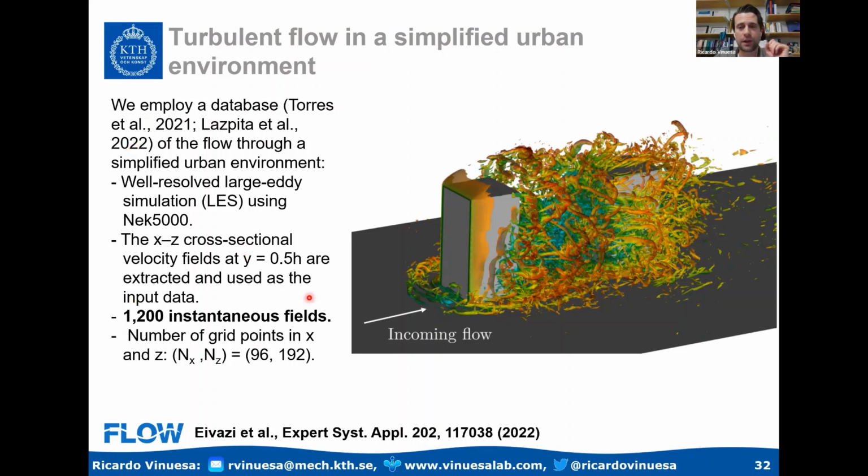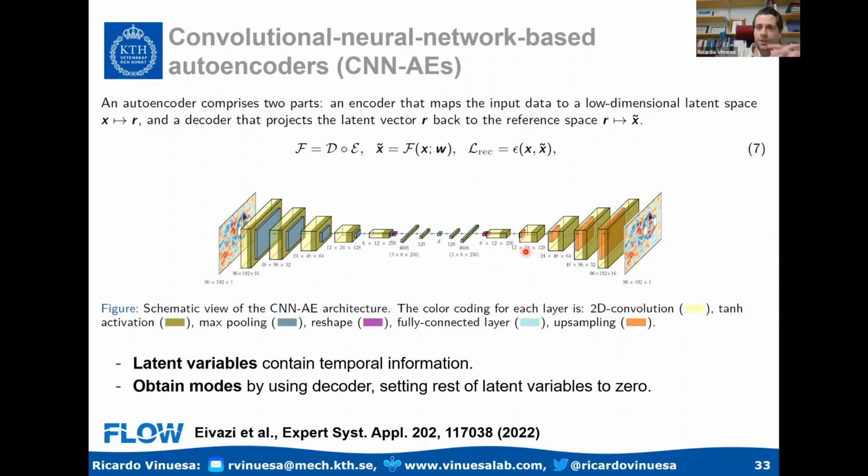And we use over 1,000 instantaneous snapshots from the simulation with NAIC 5000 to train the model and develop this reduced order representation of the flow with autoencoders. Okay. So we first consider convolutional autoencoders. Of course, convolutional neural networks are interesting because essentially we get the possibility of exploiting the spatial correlations in the data.